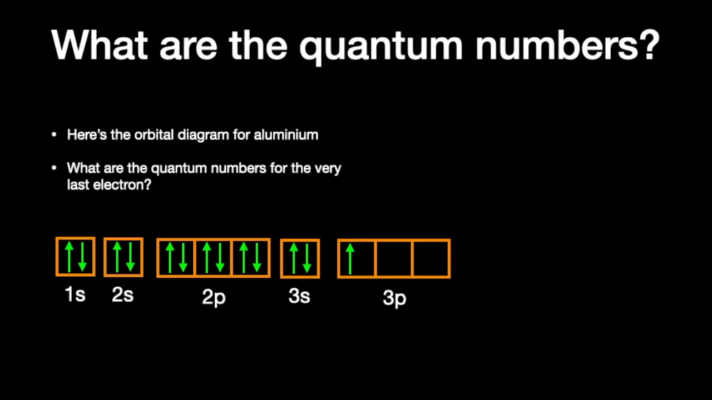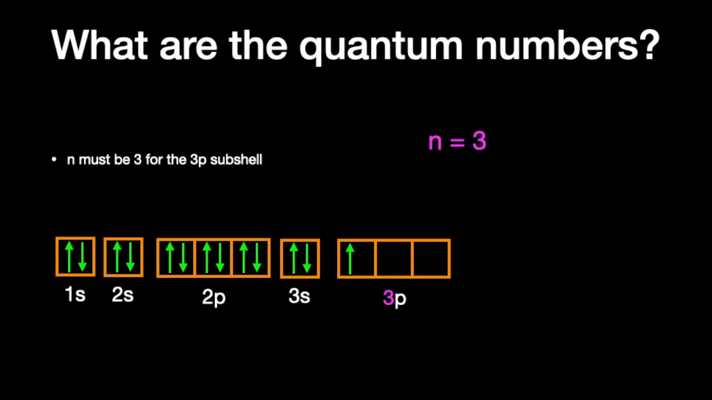Sometimes you have a question that asks, what are the quantum numbers of such and such electron? So here's the electron configuration for aluminium. What are the quantum numbers for the very last electron? So it's there in the 3p block. Okay, so go back and review and think about things. So again, the 3 means that the principal quantum number is 3, so that's the n. N is equal to 3. Okay, and then the p is shorthand for L is equal to 1. That's a designation for the orbital.